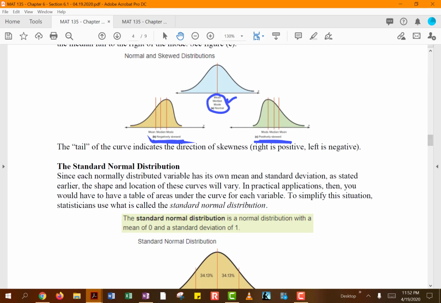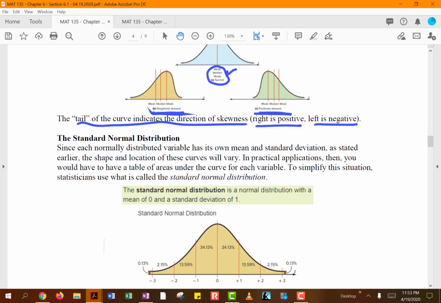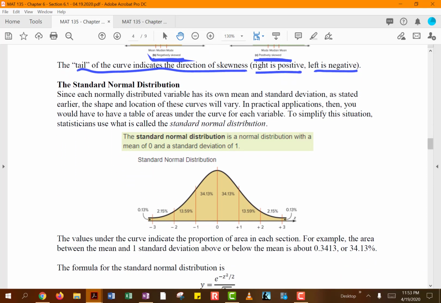And they're telling us that the tail of the curve indicates the direction of your skewness. So if your tail is on the right, we say it's right skewed or positively skewed. If your tail is on the left, we say it's left skewed or negatively skewed, right? Alrighty. Now let's look at a standard normal distribution.